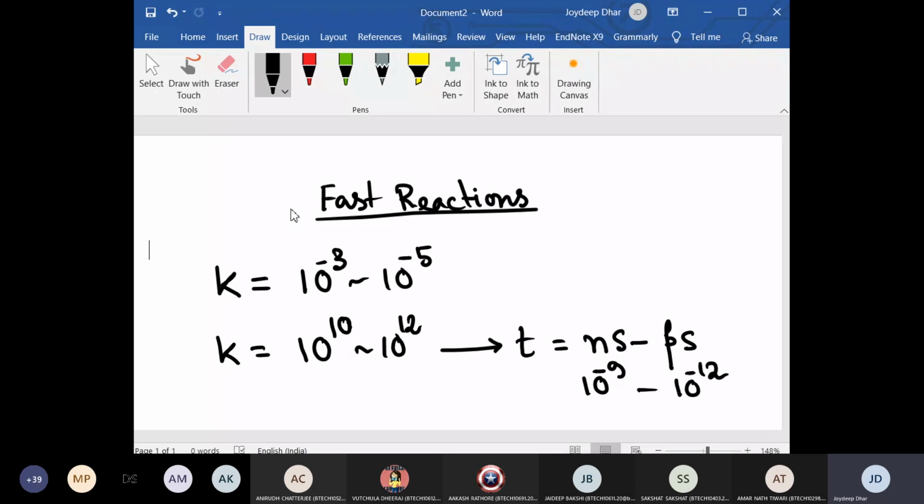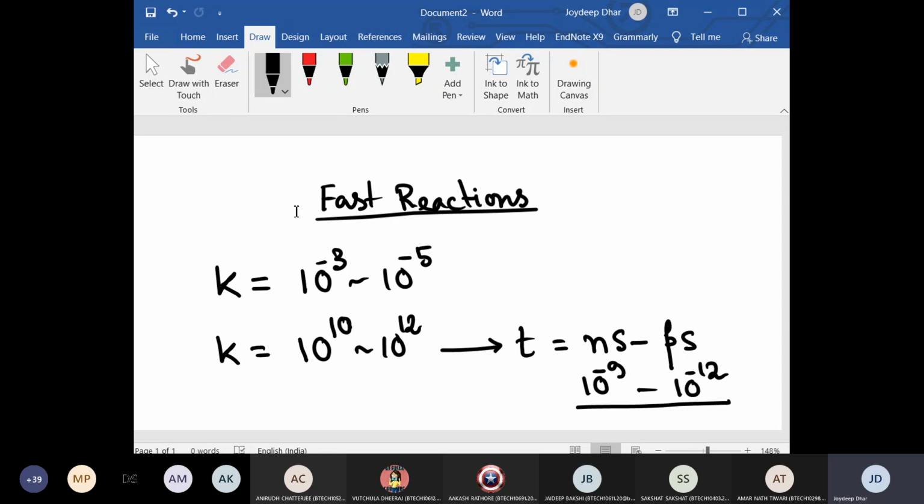Those fast reactions, like if you shine a laser, the laser will have a high beam of photons, the number of photons will be very large in a laser. So if we use those laser techniques, those reactions will be completed within the order of 10 to the minus 9 to 10 to the minus 12, and the rate constant will be very high, order of 10 to the 10 to 10 to the 12. So these reactions will be very difficult to monitor in a normal standard procedure. There are several techniques through which you can monitor those reactions.